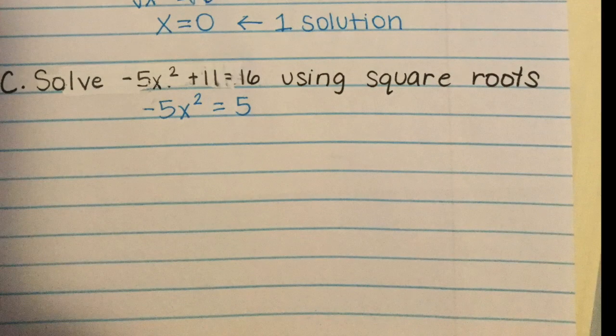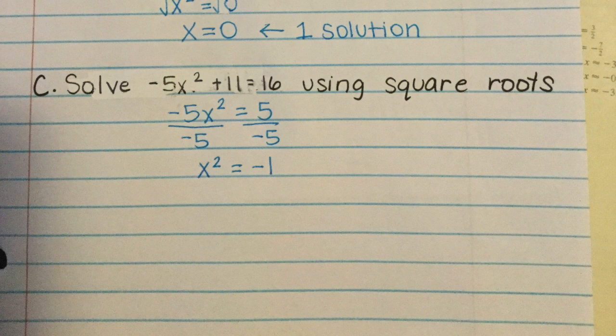In my last example, letter C, I'm asked to solve negative 5x squared plus 11 equals 16 using square roots. So my first step was to subtract 11 from both sides. I was left with negative 5x squared equals 5. I still want to isolate and get x squared by itself, so I'm going to divide both sides by negative 5. I am left with x squared is equal to negative 1. Now right away, since x squared is equal to a number that is less than 0, that was one of the rules that we reviewed at the beginning, and I should know right away that there is going to be no solution.